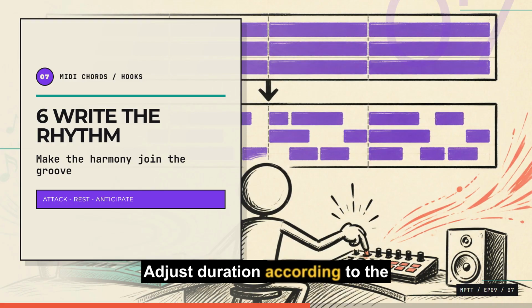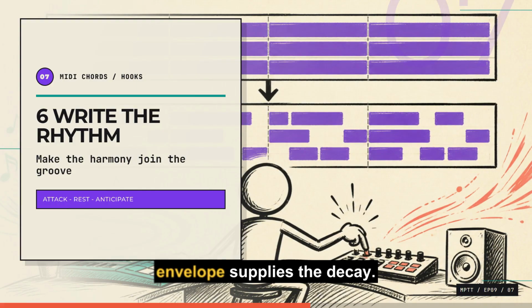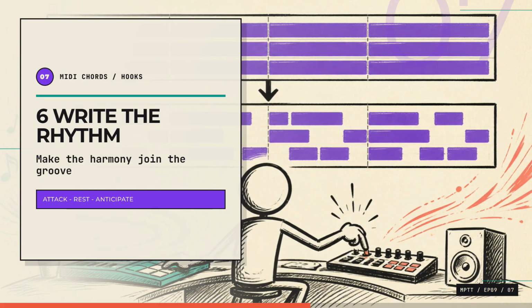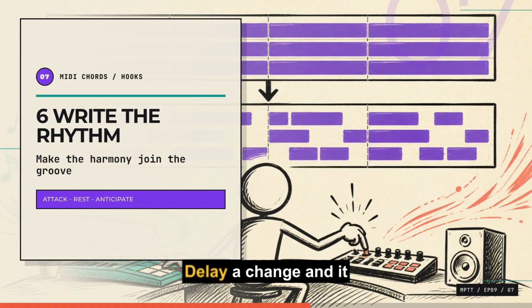Adjust duration according to the instrument. A plucked sound can use short notes because its envelope supplies the decay. A pad may need intentional gaps, so the release tail has space. Anticipation is powerful. Move a chord slightly before the bar line and the music leans forward. Delay a change and it can feel heavy or relaxed.